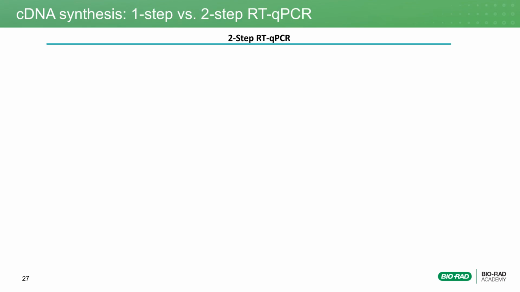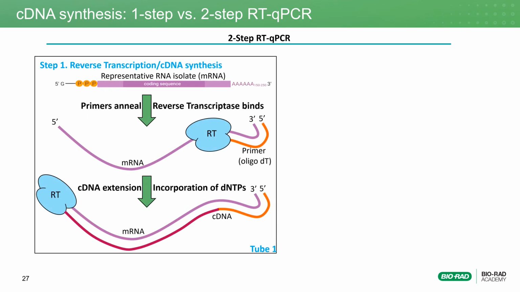There are two methods available for cDNA synthesis by RT-qPCR, the two-step reaction and the one-step reaction. Let's first examine the steps involved in the two-step reaction. As the name denotes, the two-step reaction is split into two separated enzymatic reactions. The first enzymatic reaction is called reverse transcription, and the second reaction is called PCR amplification. As mentioned previously, reverse transcription is the process by which RNA is converted to cDNA.